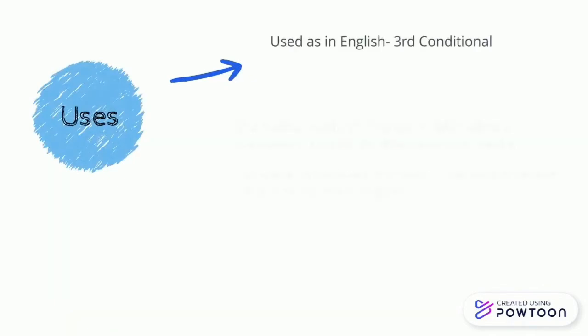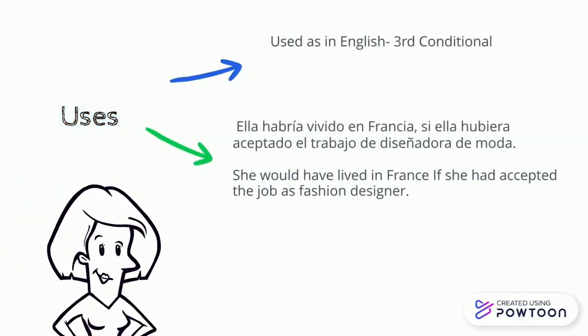The conditional perfect tense is used as in English, the third conditional. Ella habría vivido en Francia si ella hubiera aceptado el trabajo de diseñadora de moda. We need to use would plus the auxiliary verb have plus the past participle. And in the if clause, we need to use the auxiliary verb had plus the past participle of the verb.